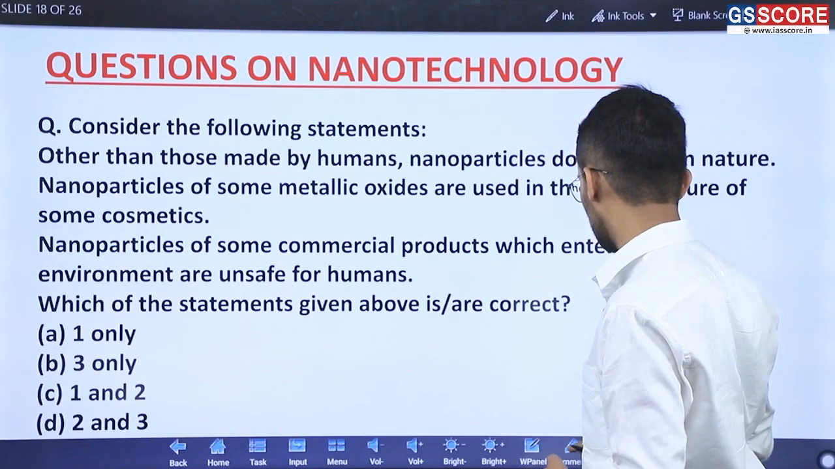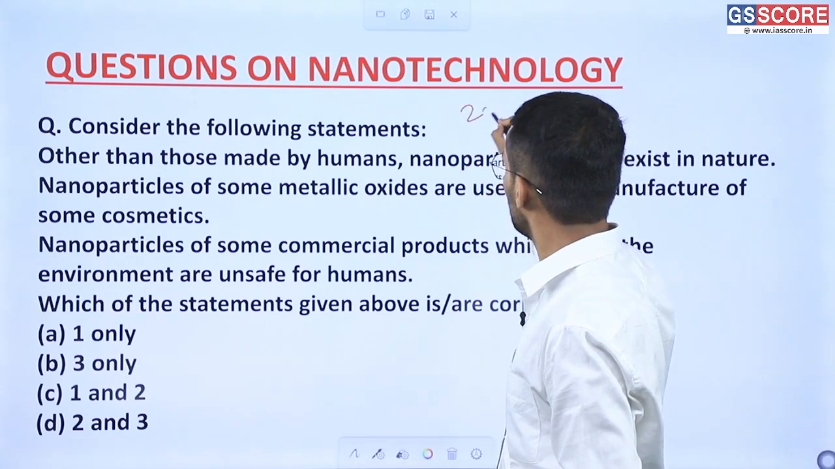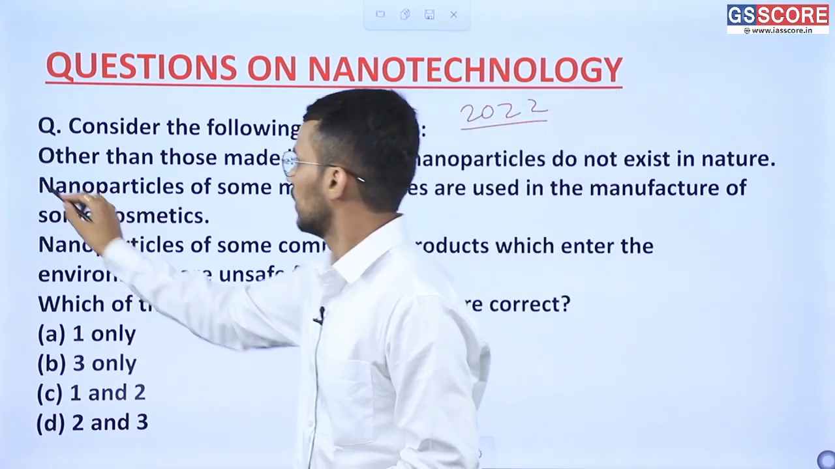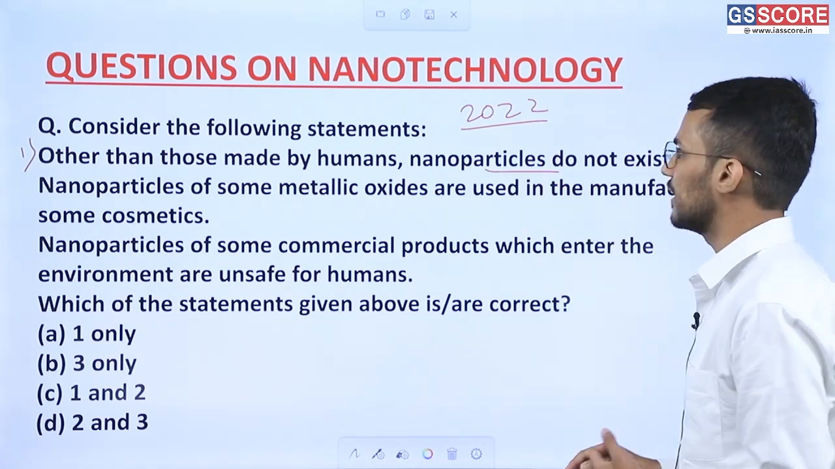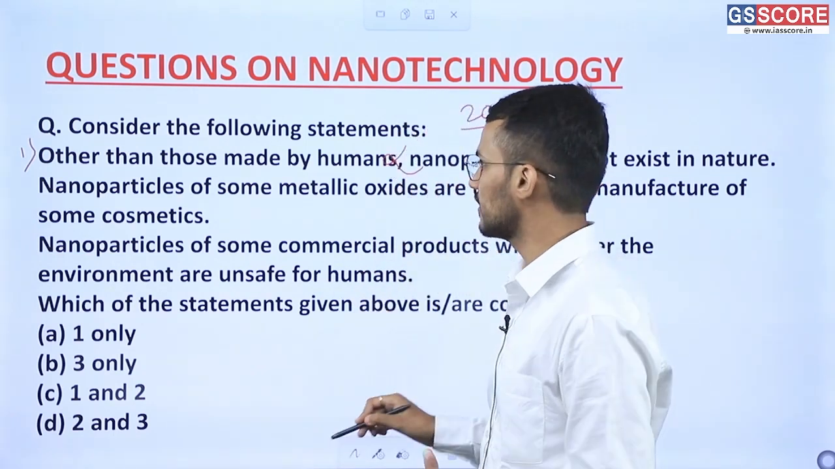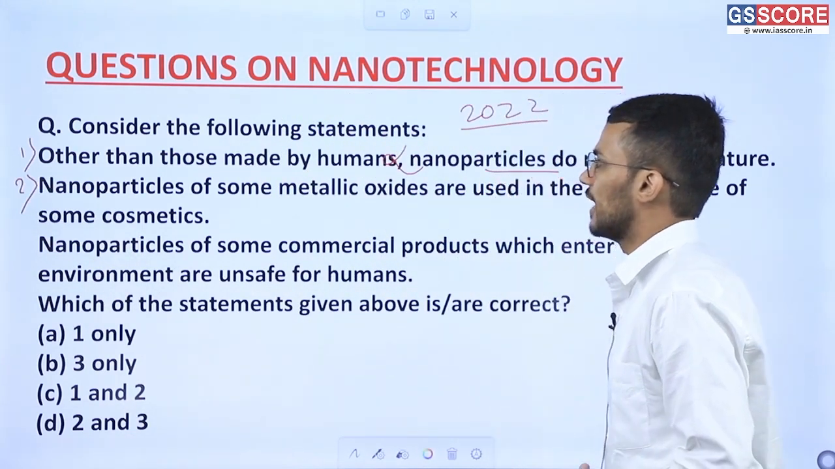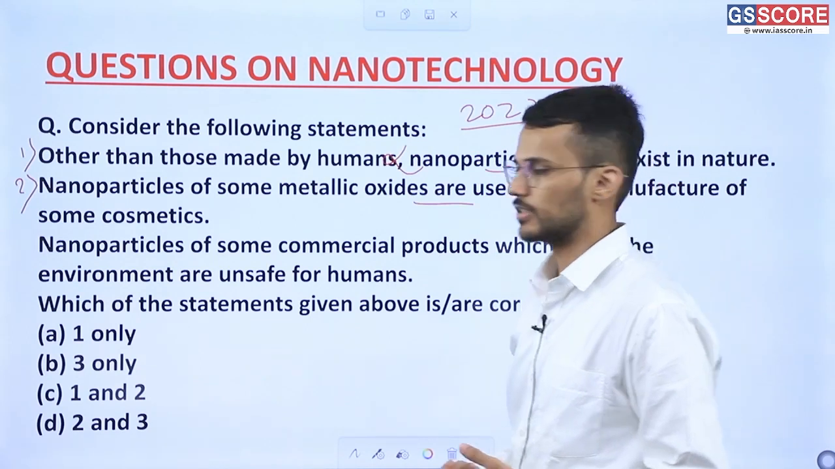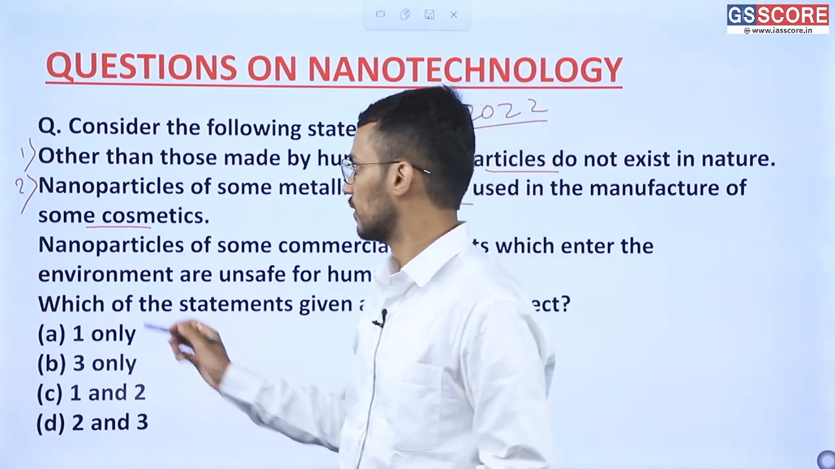Also, they have focused on nanotechnology in prelims exam as well. For example, in 2022's prelims, there was a question on nanotechnology. Consider the following statements. First, other than those made by humans, nanoparticles do not exist in nature. So that is not the case, because nanoparticles do exist in nature. Various viruses have nano size, and that's why nanoparticles do exist in nature. Second, nanoparticles of some metallic oxides are used in the manufacturing of some cosmetics, right? So we know that in sunscreen lotions, we are using nano materials of silver.